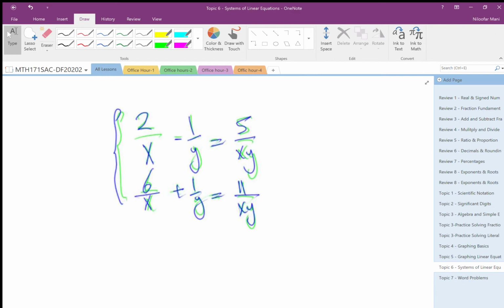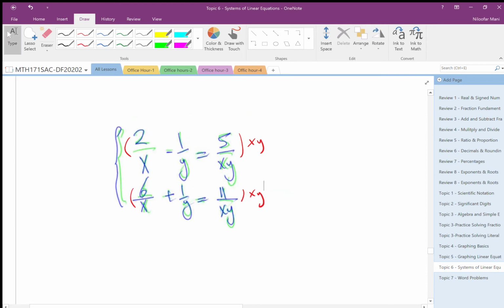Let's say it's the same as when I have numbers. When I have numbers, what should I do? I would multiply both sides by the least common denominator, right? When I have numbers in the denominators. But right now I just have x and y. It doesn't matter. I can multiply both sides by x and y, sorry, xy. I will multiply both sides by xy. And what happened then?